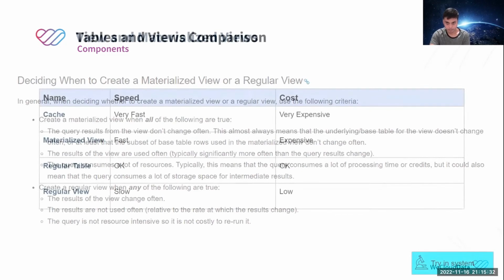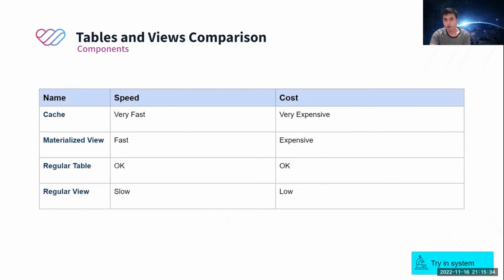It won't matter. One more quick comparison of tables and views. There is something called cache. Cache is basically a really fast database. So you can see the speed is really fast, but it's a very expensive way of storing data.